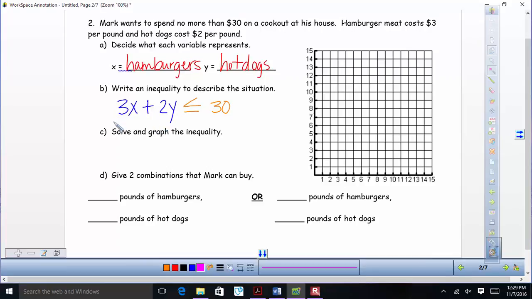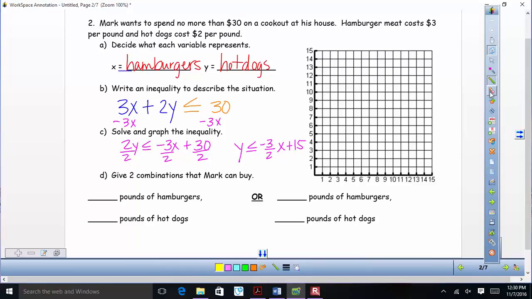Subtract 3x from both sides. That would give me 2y is less than or equal to negative 3x plus 30. Okay? Then how do I get y by itself? Divide everything by 2. So that would give me y is less than or equal to negative 3 over 2x plus 15. Okay, so can we answer part D without graphing?